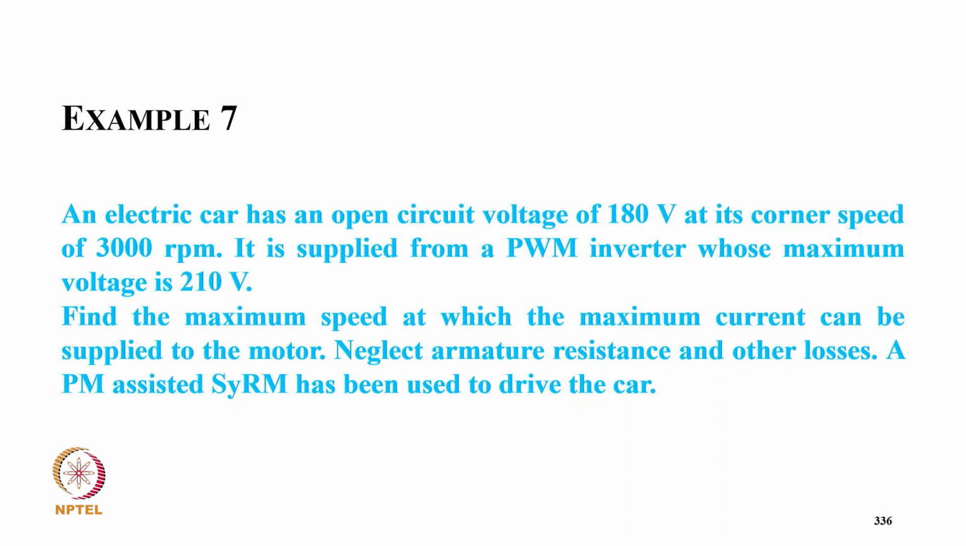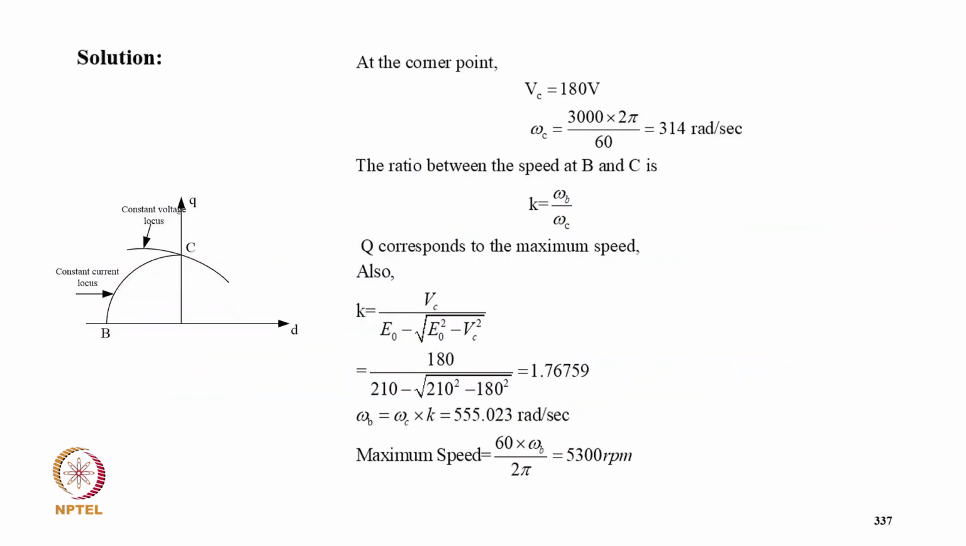Coming to example 7: an electric car has an open circuit voltage of 180 volt. Its corner speed is 3000 rpm. It is supplied from a PWM inverter with maximum voltage 210. Find the maximum speed at which the maximum current can be supplied to the motor. Neglect armature resistance and other losses. A PM synchronous motor has been used to drive this car.